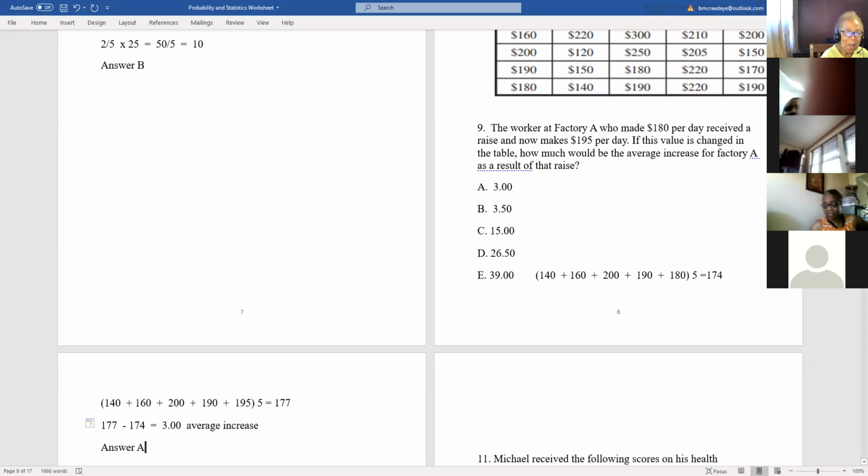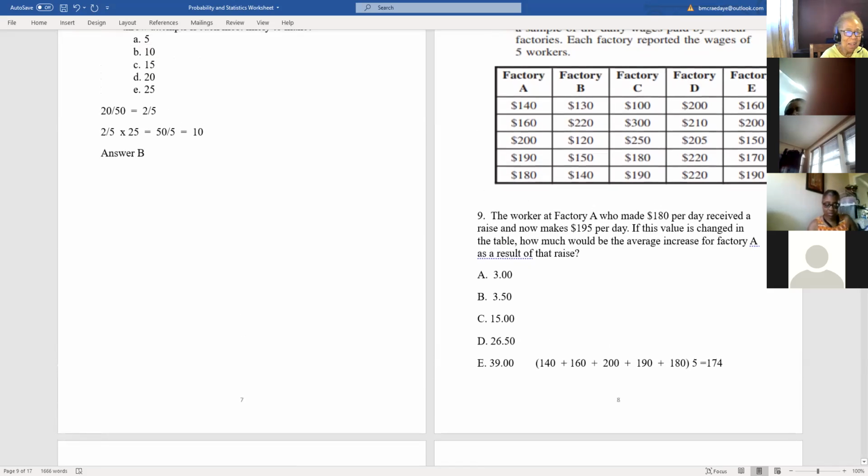Yes, they give you a whole big table of 5 factories with the workers in each of the factories, and you only need just this first column. That's right, the worker at factory A. You don't need any of this other information. But that's just a test that you can read charts. That's true.